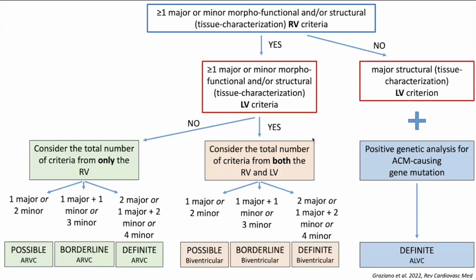So there are several criteria that have been published in the past for these arrhythmogenic cardiomyopathies. And in 2020, they released a new criteria called the Padua criteria, that is more specific and allows us to incorporate some of these left-sided cardiomyopathies as well. So going through the criteria here. The first step is looking at whether any major or minor morphological and structural RV criteria are met to determine if the right ventricle is affected.